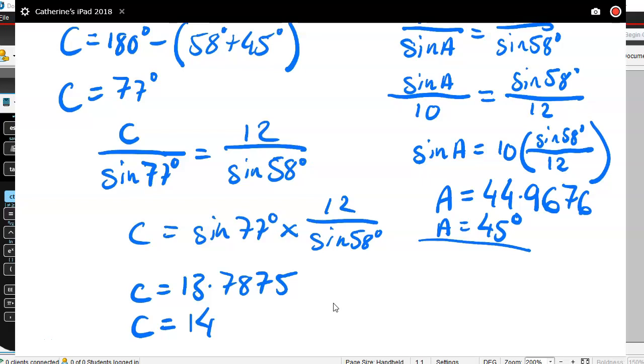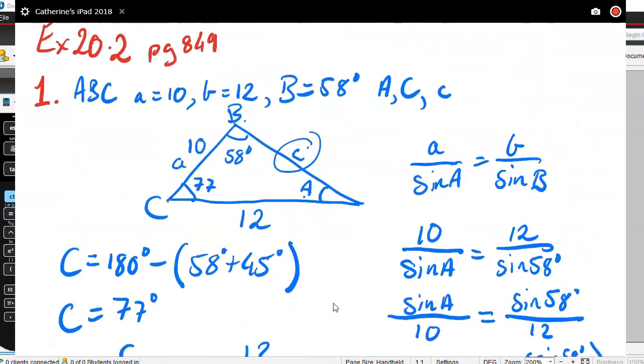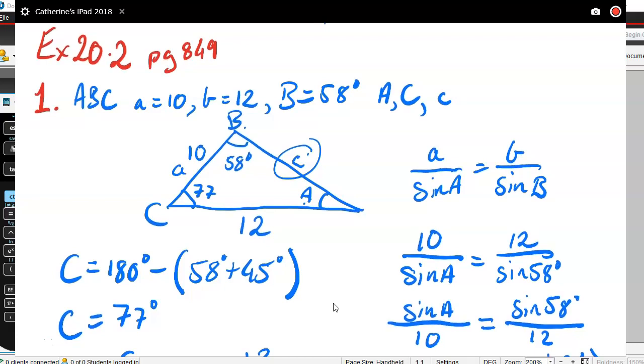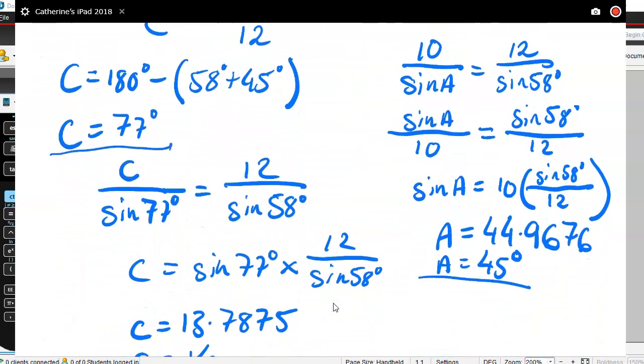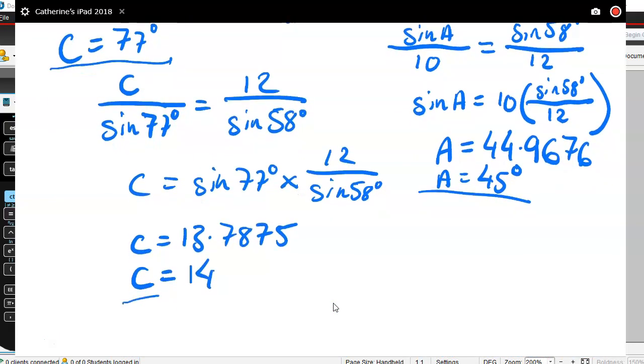So always read the question. Whenever I read a question, I always make little notes to myself about what it is. No, I don't write the question down word for word. I draw the diagram, I put in my knowns and unknowns, and then I write out the formula. Okay, and then you want to highlight the answers you are interested in. Now, in the next video, I'm going to talk about the ambiguous case.